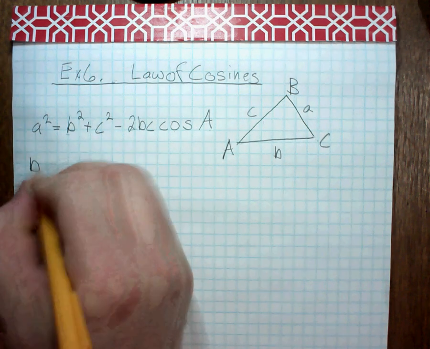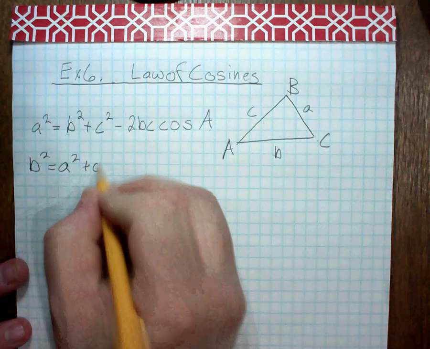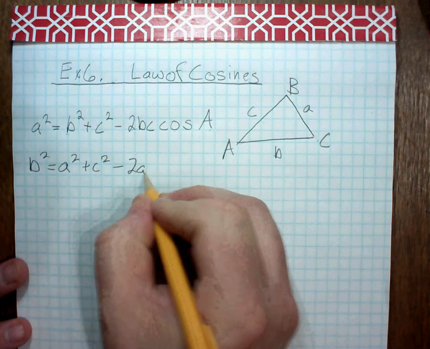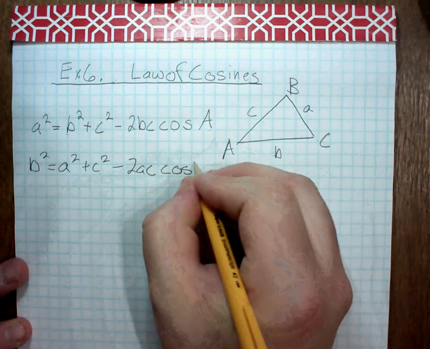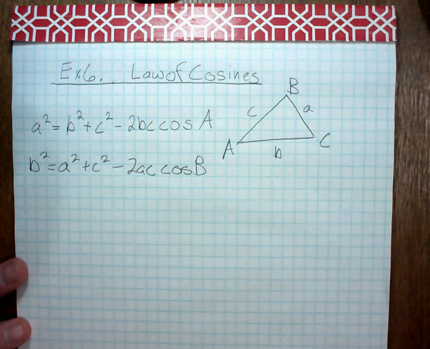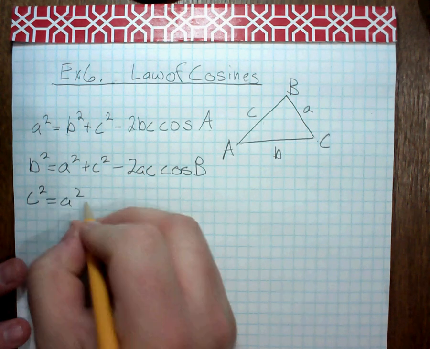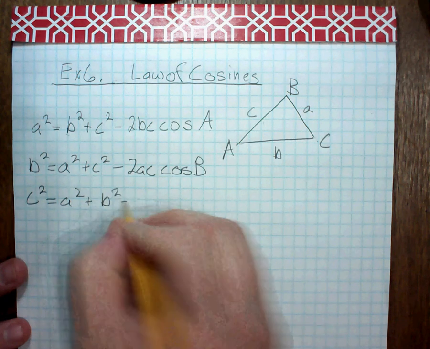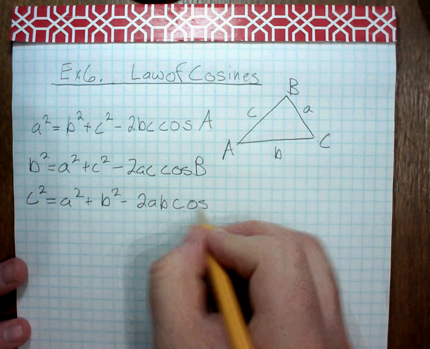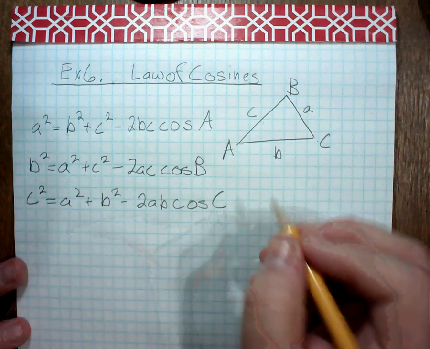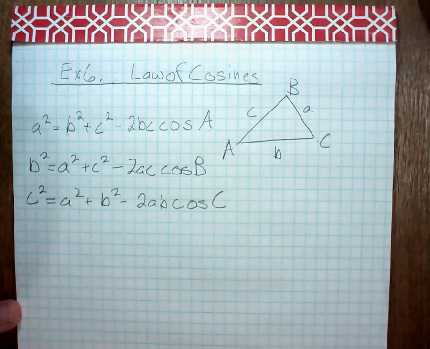So if I do b squared, then this would just be a squared plus c squared minus 2a times c cosine of capital B. And then if this is c squared, then this would just be a squared plus b squared minus 2a times b cosine. If this is a lowercase c, then it'll be a capital C. Okay, so the last three problems are law of cosines.